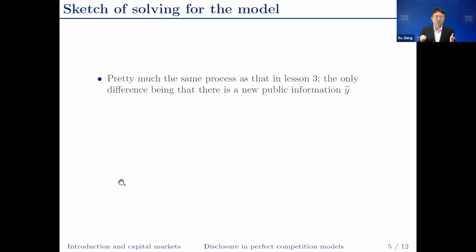How to solve the model? If you know how to solve Grossman-Stiglitz, you know how to solve this because the process is essentially the same. The only difference is now there is a new public information, Y. So when calculating conditional expectations and conditional variances, Y has to be incorporated.